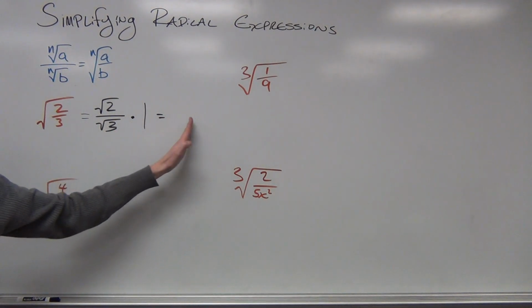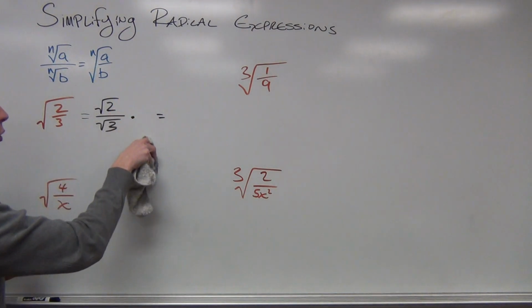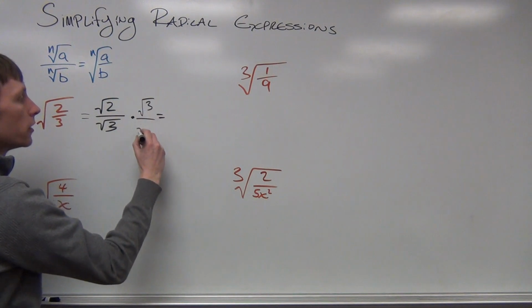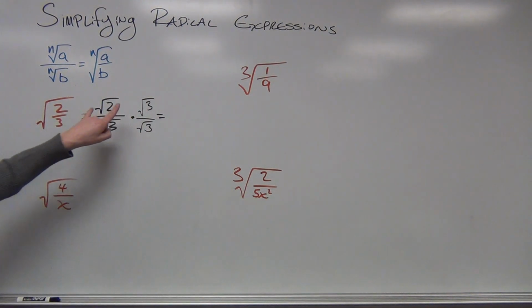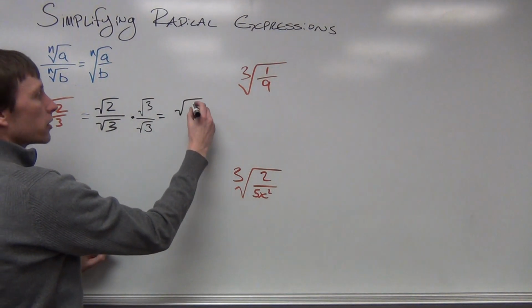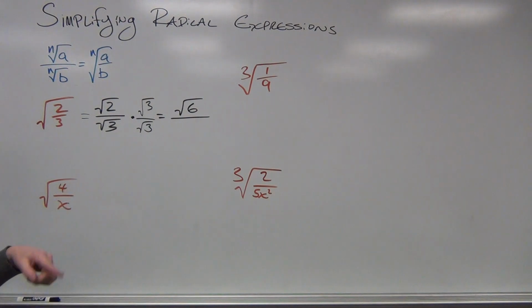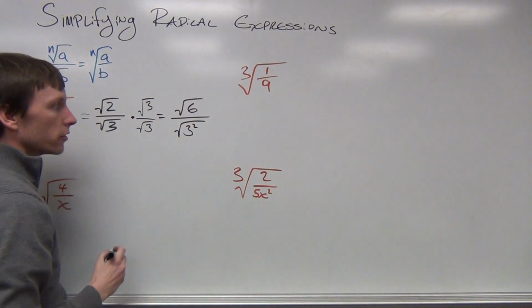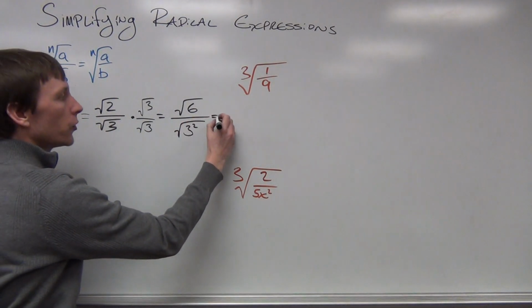We're going to get the same output. So we're not going to multiply by 1 written as 1. We're going to multiply by 1 written as the denominator over itself. The reason is this. When I multiply my numerator, I get the square root of 2 times the square root of 3, which gives me the square root of 6. But when I multiply my denominator, I get the square root of 3 squared. And we all know that the square root of 3 squared is just 3.